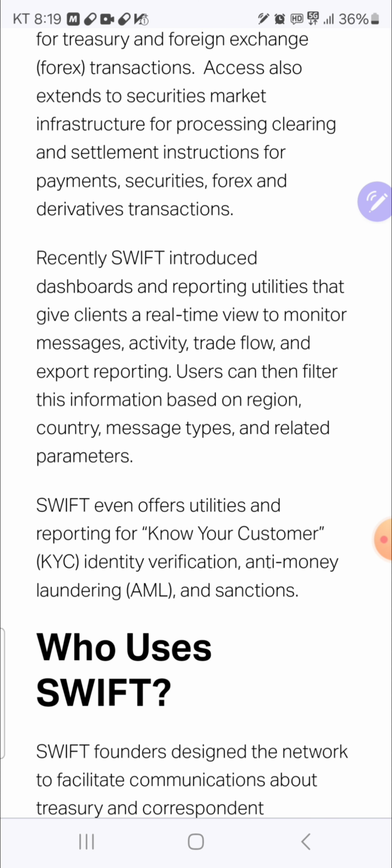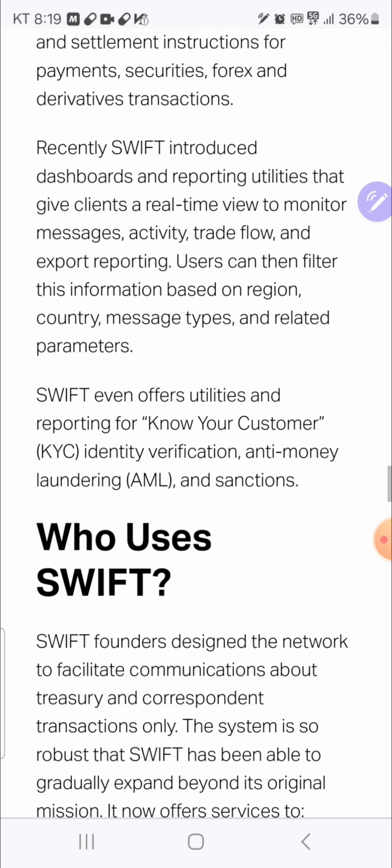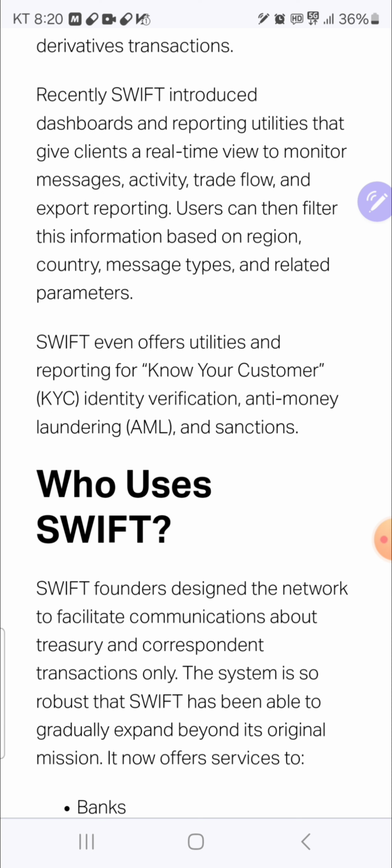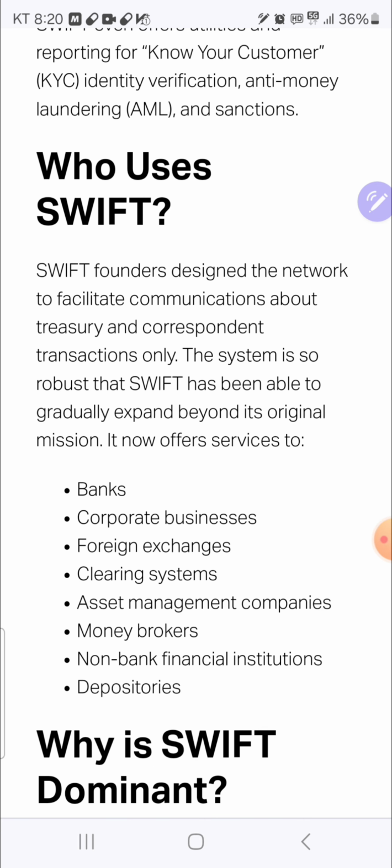Users can then filter this information based on region, country, message types, and related parameters. SWIFT even offers utilities and reporting for Know Your Customer, KYC, identity verification, anti-money laundering, AML, and sanctions. Money laundering is a serious felony crime.